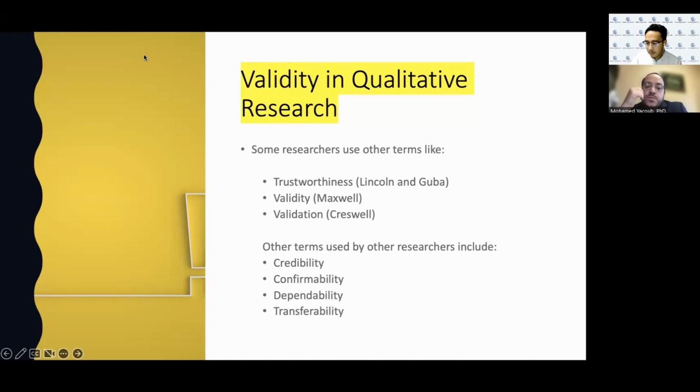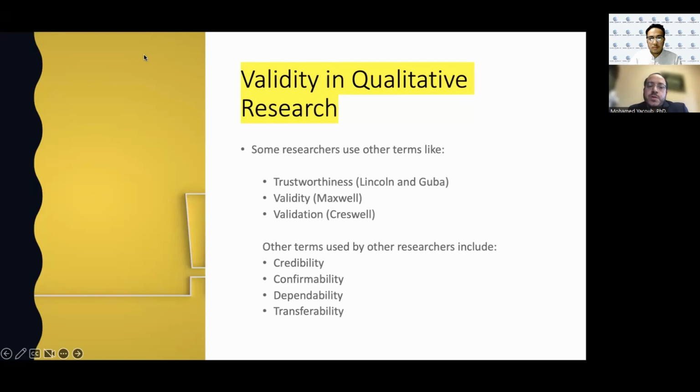Maxwell uses the word validity. Creswell uses the word validation. I found other terms as well to describe the same thing: credibility, confirmability, dependability, transferability. These are all terms that describe the same thing, which is validity. How valid are these findings? How dependable are they? How trustworthy are these findings? So they talk about that.